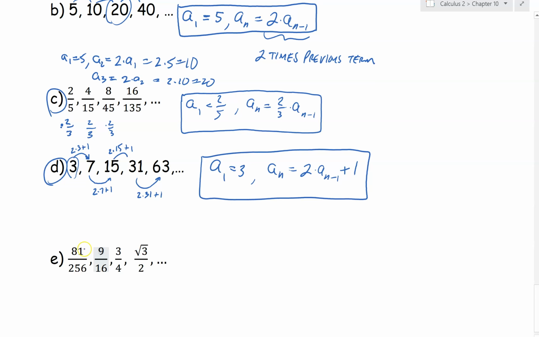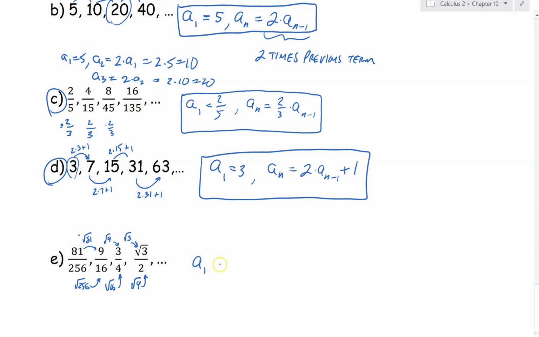So for this one, you might recognize that all you're doing is taking the square root of 81 to get 9. The square root of 9 gives you 3. The square root of 3 gives you square root of 3. And then we can do the same thing in the denominator. The square root of 256 is 16. The square root of 16 is 4. The square root of 4 is 2, and so on. So all we're doing to get from one term to the next is we're taking the square root.